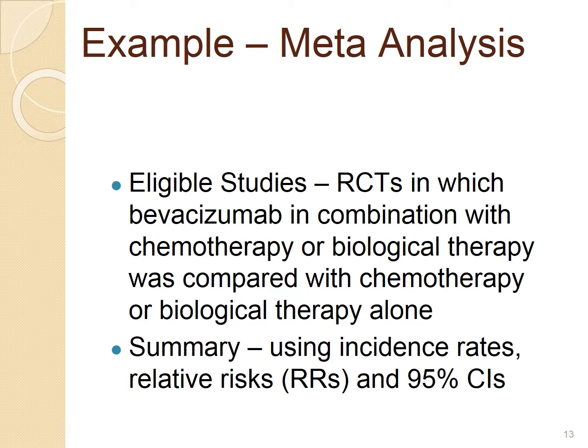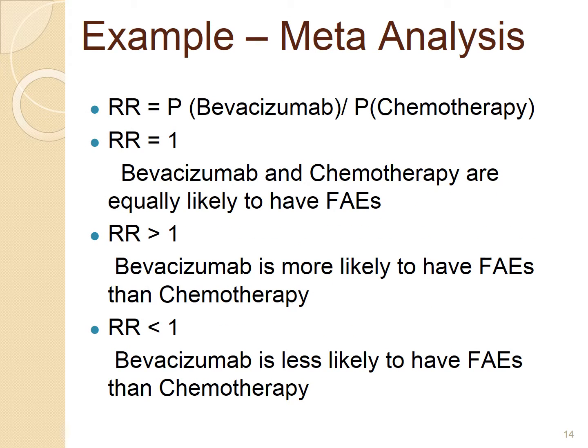They wanted to analyze the data using incidence rates, relative risks, and the associated 95% confidence intervals for the relative risks. The relative risk is calculated by dividing the proportion of fatal adverse events in the bevacizumab group by the proportion of fatal adverse events in the chemotherapy group.